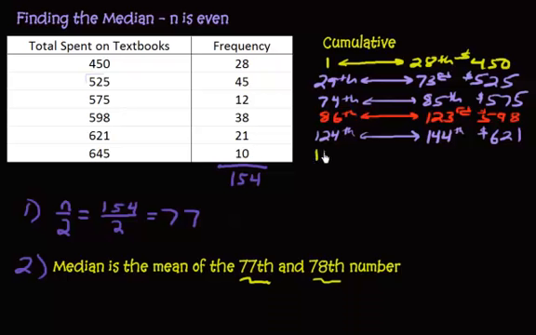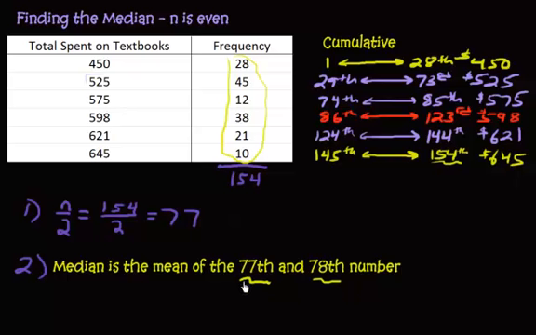We move on to the last one. So that's going to be from 145 to 154. So again, if you were to add all these numbers together, you'd have 154. And so that would make sense because my last person, the 154th person, which is the last one in all of these, is going to have spent $645.